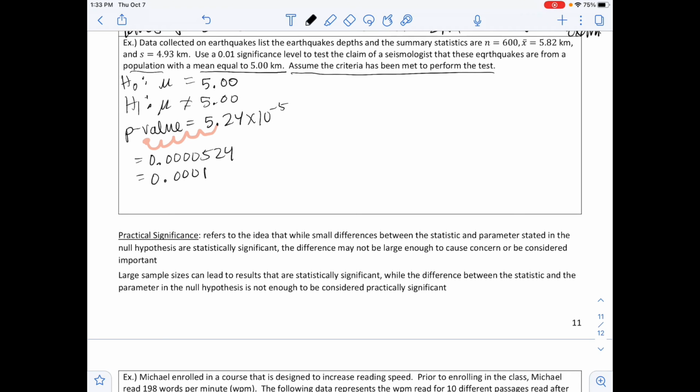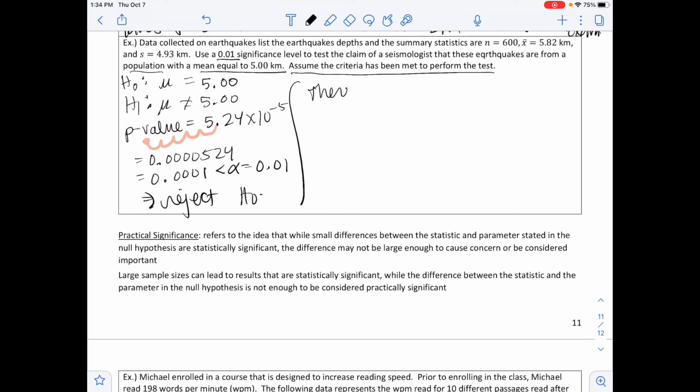And we are given alpha. We know that alpha is 0.01, and our p-value is smaller than alpha. And since our p-value is less than alpha, that means that we are going to reject H naught.